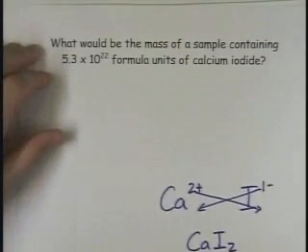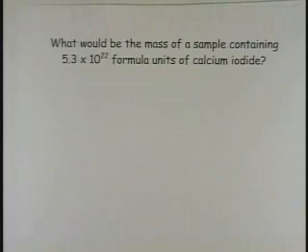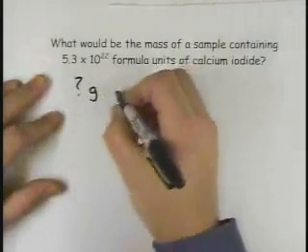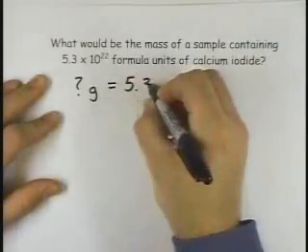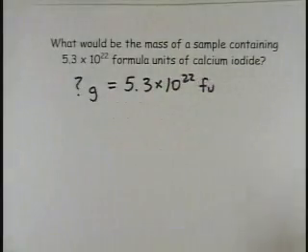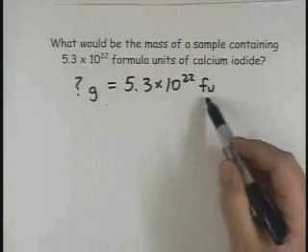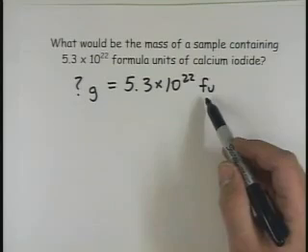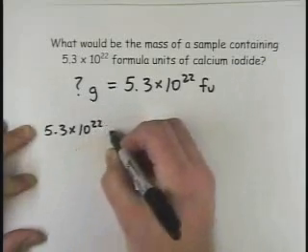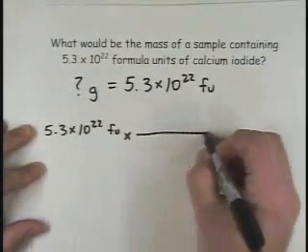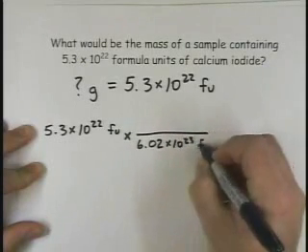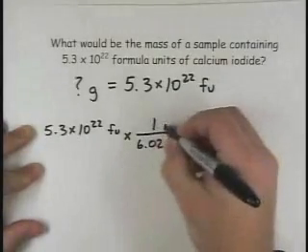Now, we'll write our problem in question mark format. What mass, measured in grams, is equal to 5.3 times 10 to the 22nd formula units of calcium iodide? Another abbreviation we use is FU in place of formula units. Well, what do we know about formula units? Well, there are 6.02 times 10 to the 23rd formula units in every 1 mole.